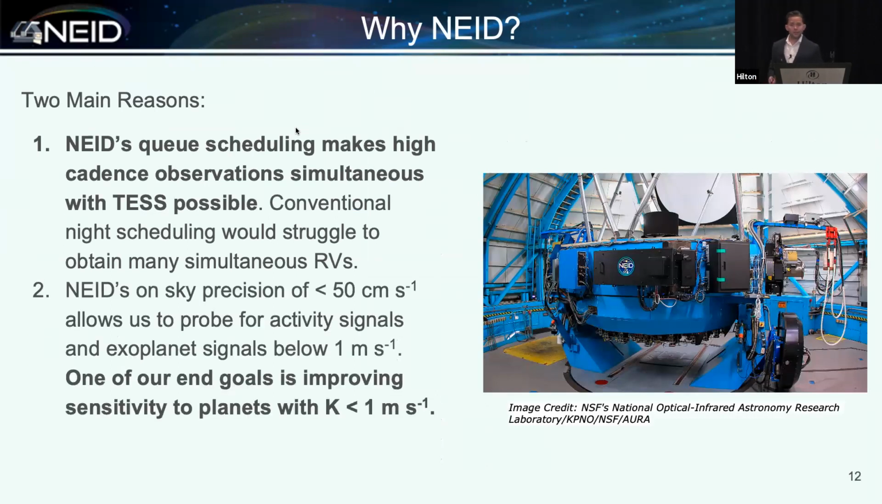Second, of course, and there have been other talks on NEID, is that NEID is a precise instrument, in some cases getting better than 50 centimeters per second stability. And so as a result of that, we are going to be able to, hopefully, look in really good detail at stars and what their variability and maybe planets look like under the 1 meter per second level. NEID makes it so that we can do this.